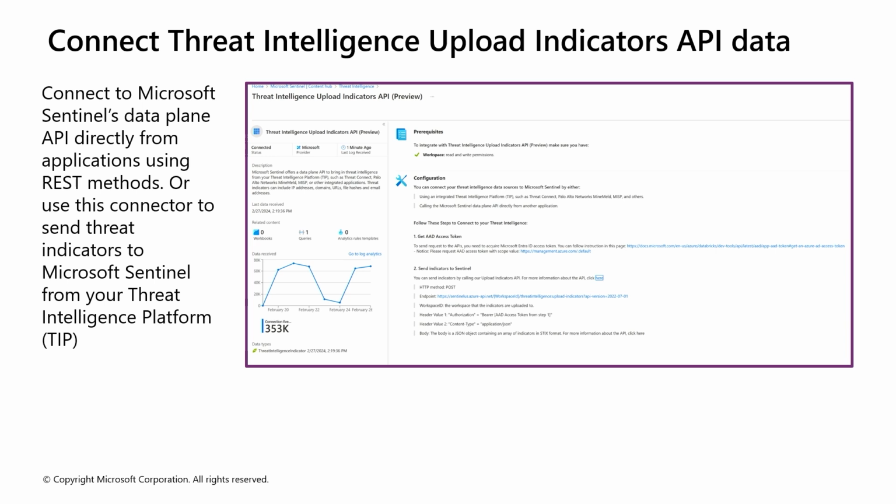This explains how to connect threat intelligence data to Microsoft Sentinel using the Upload Indicators API. You can either push indicators directly from your app using REST methods, or integrate them through a threat intelligence platform like MISP or MindMeld. It walks through the prerequisites like needing a workspace ID and the right permissions, and outlines the steps to authenticate with your Entra ID and send indicators using a POST request.